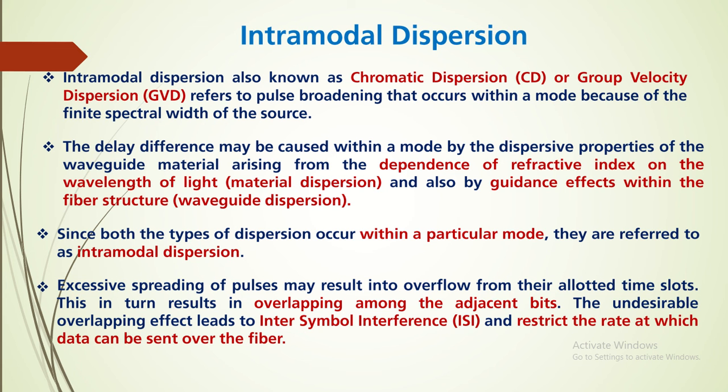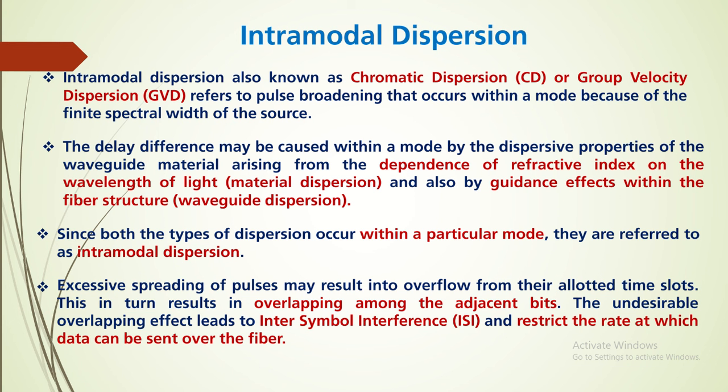As we all know, there are two types of intramodal dispersion: waveguide dispersion and material dispersion. Material dispersion is mainly due to the refractive index variations, that is, the delay occurring due to the refractive index variations, and waveguide dispersion mainly occurs due to the guidance effects within the fiber structure. Since both types of dispersion occur within a particular mode, they are referred to as intramodal dispersion.